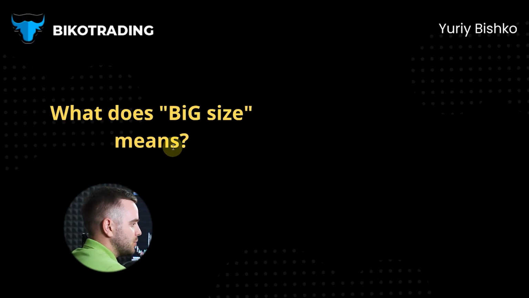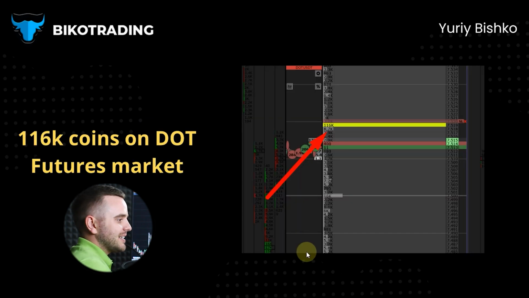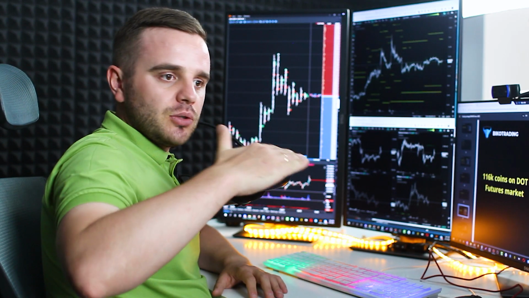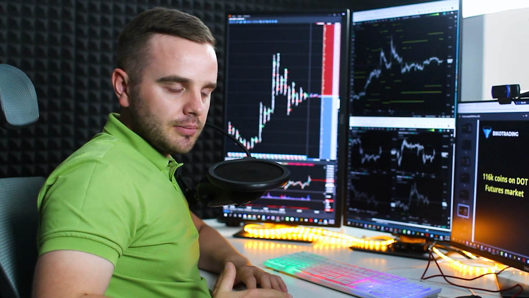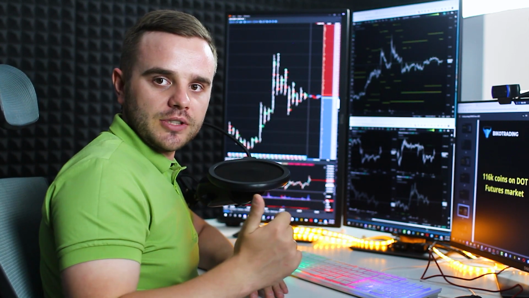First, the most important question: what does big size mean and why do we take nearly all our trades off that big size? Big size is a significant limit order in the DOM. In most cases, such orders are set by whales just to move price in their favor. There could be limit orders for sell and for buy. How do we determine whether a limit order is for buy or for sell?